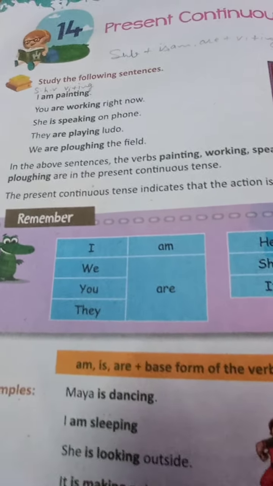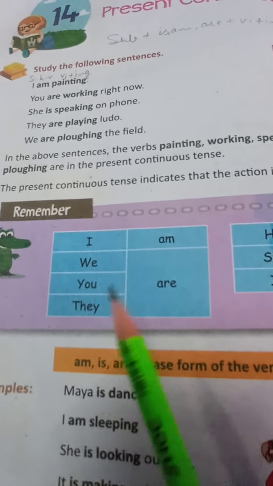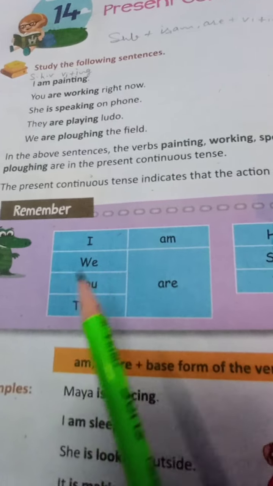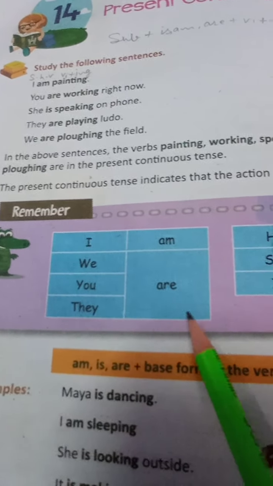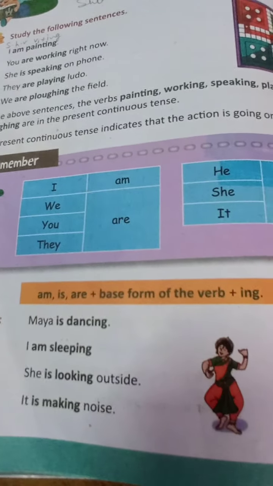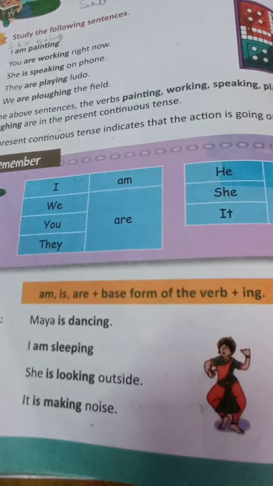With present continuous tense हेल्पिंग वर्ब्स कैसे यूज़ करनी है. सी आई के साथ एम का, वी यू और दे प्लूरल के साथ आर का यूज़ किया जाता है. ही शी इट के साथ इज का इस्तेमाल किया जाता है. एम इज आर प्लस बेस फॉर्म ऑफ वर्ब प्लस आई एन जी. माया इज डांसिंग, आई एम स्लीपिंग, शी इज लुकिंग आउटसाइड, इट इज मेकिंग नॉइज.